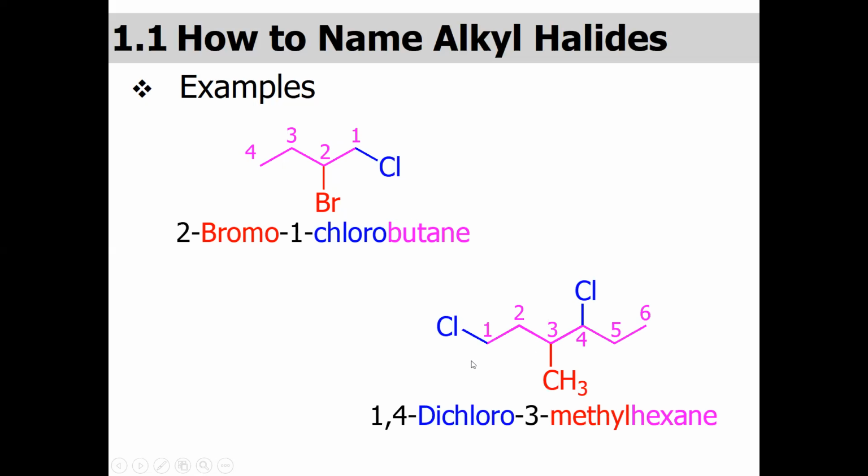In the next example, I gave 2 chlorine groups at carbon number 1 and carbon number 4, and we have a methyl group at carbon number 3. According to alphabetical order, chlorine will come first. But there are 2 chlorines at carbon number 1 and 4, so we will read it as 1,4-dichloro, and at carbon number 3 we have a methyl, so we will write 3-methyl, and it is a total 6 carbon long chain, so we say 1,4-dichloro-3-methylhexane.